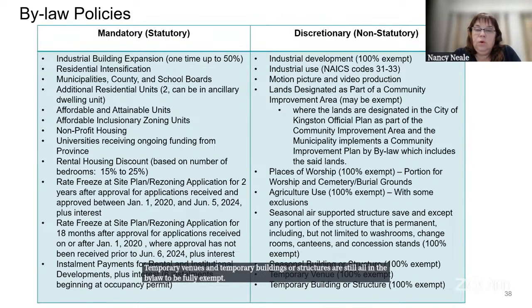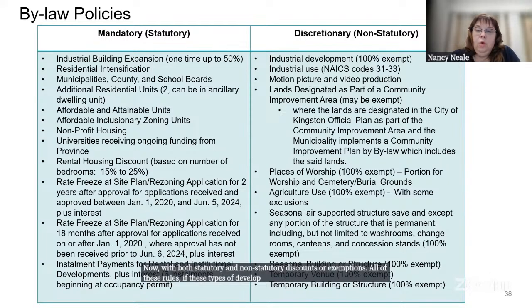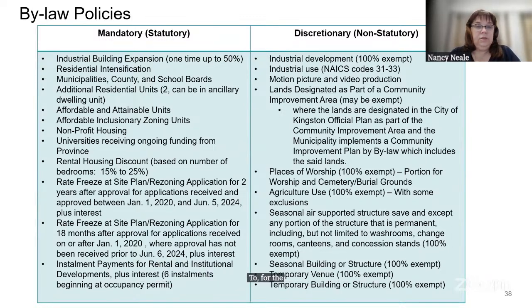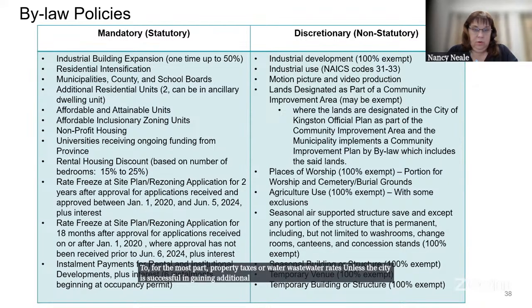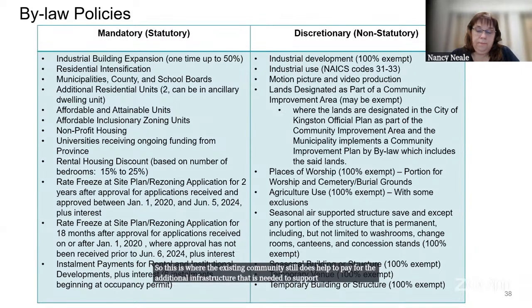Now, with both statutory and non-statutory discounts or exemptions, all of these rules, if these types of developments come forward, will result in the city not being able to recover the full costs of growth through development charges. Those costs then fall, for the most part, to property taxes or water and wastewater rates, unless the city is successful in gaining additional grant funding, subsidy funding, or any other type of external funding to help fund those. So this is where the existing community still does help to pay for the additional infrastructure that is needed to support growth. Next slide.